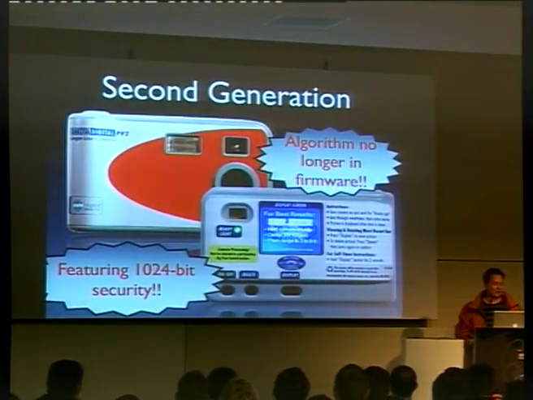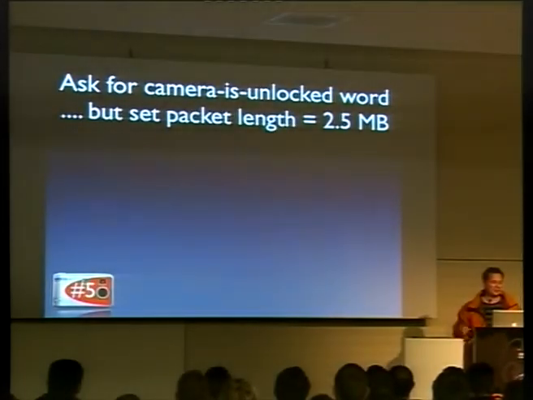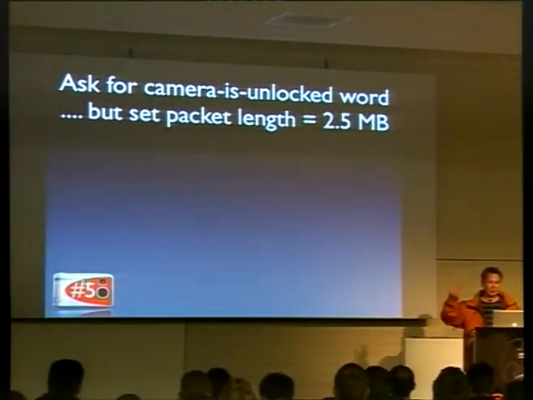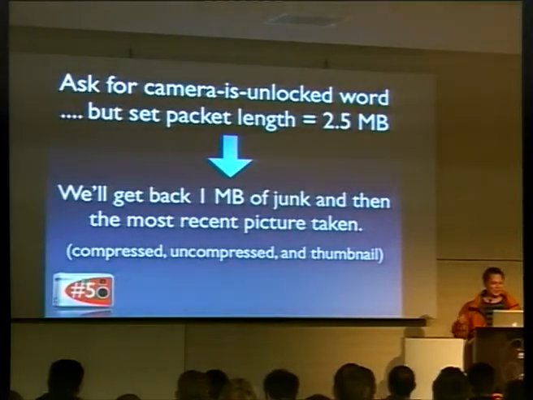Second generation camera, the algorithm's no longer in firmware. It has 1024-bit security, sounds good. But there's a protocol, and you can ask for the camera unlocked word. Normally that's 4 bytes, but if you say 2.5 megabytes, you get a megabyte of junk, and you get the most recent picture. So they weren't really expecting that.